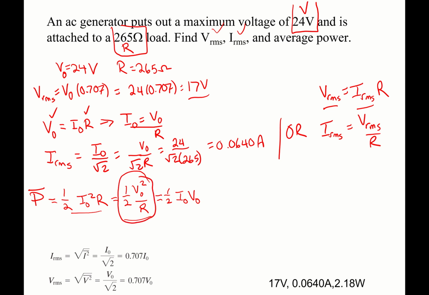Why am I going to use that? Because the problem gave me V0 and R, and so then I don't have to rely on whether I did my calculation of I0 correctly. I could have done it anyway, but I'm going to use the numbers that were given in the problem, because then I'm less likely to mess up. So average power is 1/2 of V0 squared, 24 squared over 265. If I do that, I get 2.18 watts.